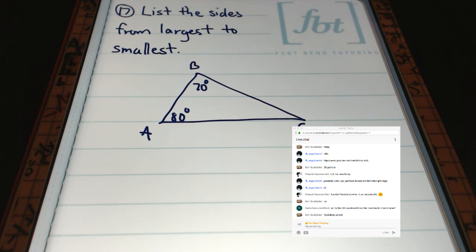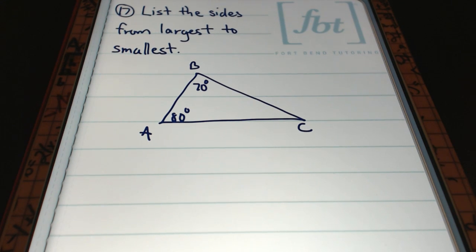Problem number 17. Let's keep it moving. It says list the sides from largest to smallest. That's what we want to do. But the first thing we need to do, guys, is identify all the values of the interior angles of this triangle. We already know that the sum of the interior angles of a triangle must equal 180 degrees. All the time, Simone, 180 degrees.